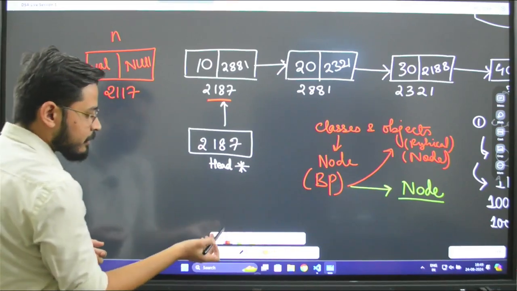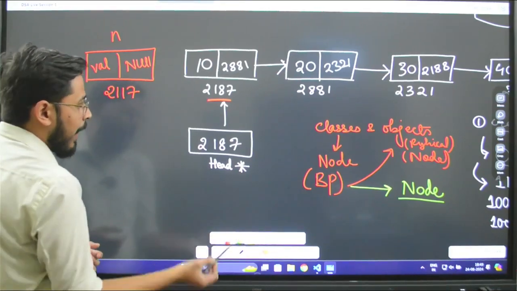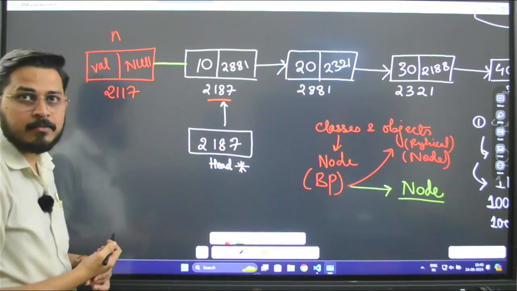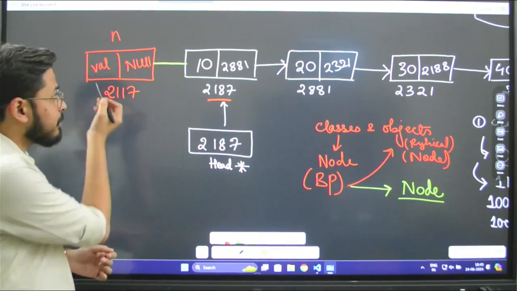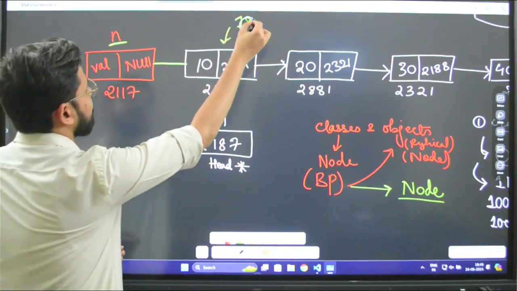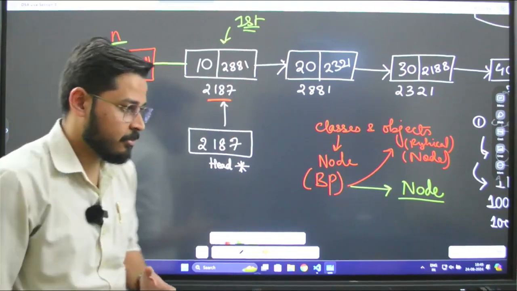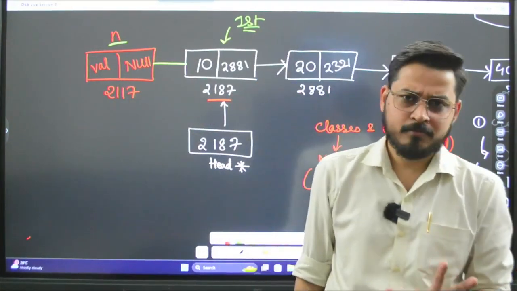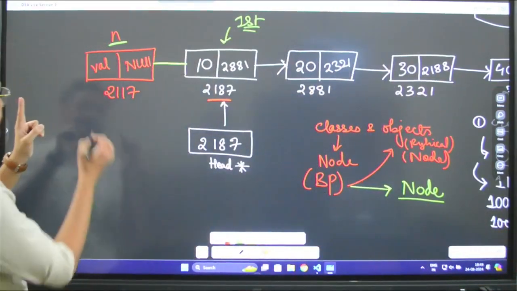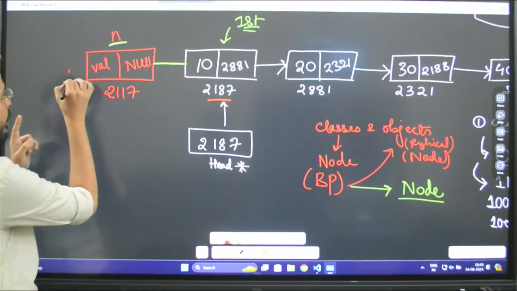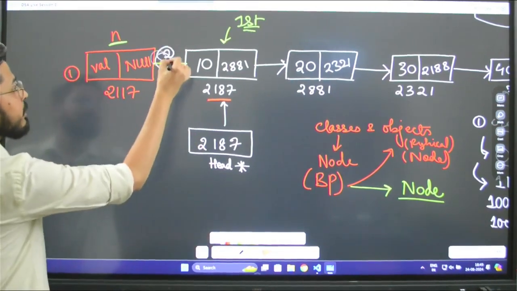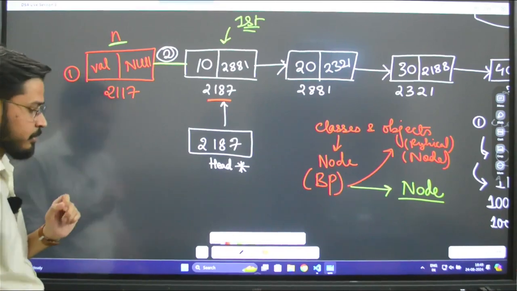After this, what is the next step? I need to connect this node with this node. Yes, I need to connect this newly created node n to the already existing first node. Guys, am I correct? The logic is correct? Yes, understood. My first step is to create the node. My second step is to make the connection, correct?